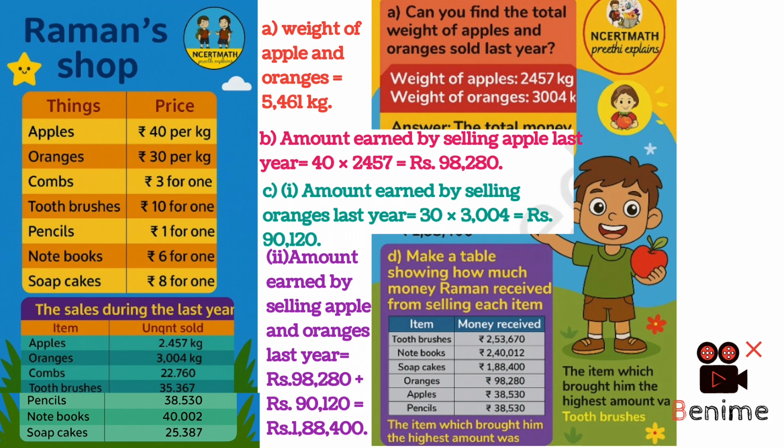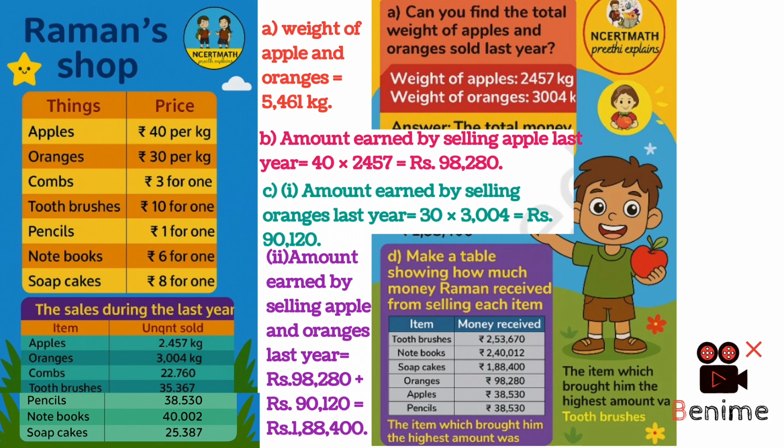The next question is how much amount he has got by selling both oranges and apples last year. We have to perform the addition operation of both the numbers as 90,120 plus 98,280 is nothing but 1,88,400 rupees. Thus Raman got 1,88,400 rupees by selling both apples and oranges last year.